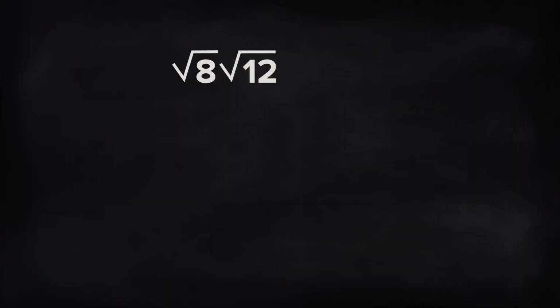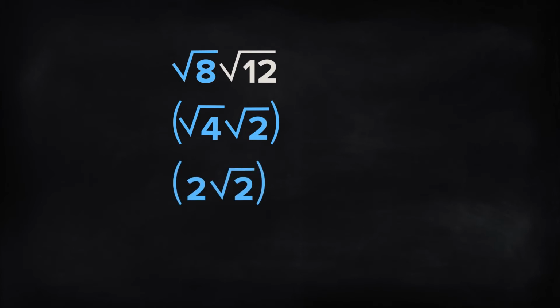Okay, now let's take a look at a slightly different kind of problem. Here we have two radicals, so we can start by multiplying them. But neither of the radicals is simplified, so we can also start by simplifying each of them. Now let's see what happens when we simplify first. The perfect square factor of 8 is 4, and the other factor is 2. The square root of 8 equals 2 times the square root of 2.